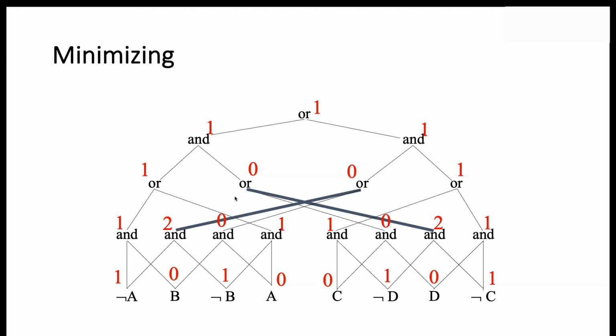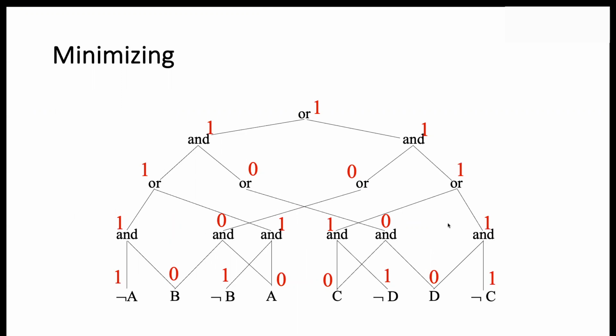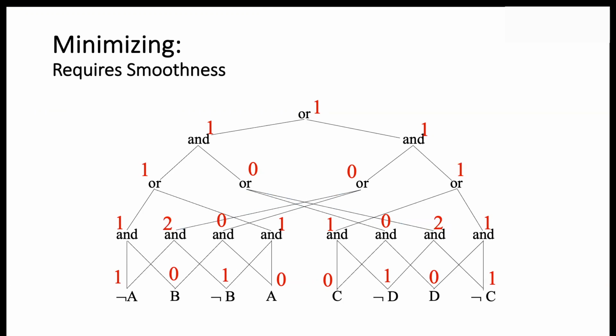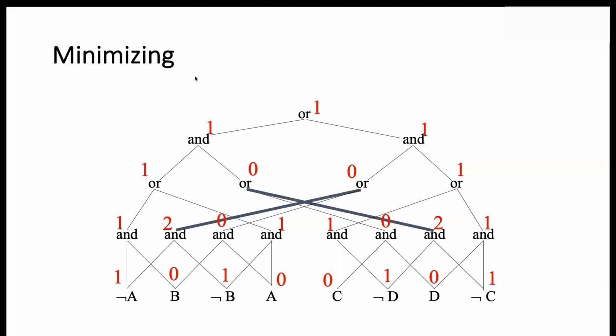If we remove these edges, we get a circuit that is now guaranteed to only capture those minimum cardinality models. And if we remove the nodes that are no longer referenced, like this one and that one, it looks like this. Now every model for this circuit has a cardinality of 1. Remember, this was still on DNNF, but for the minimization step, you needed smoothness as well for this to work.